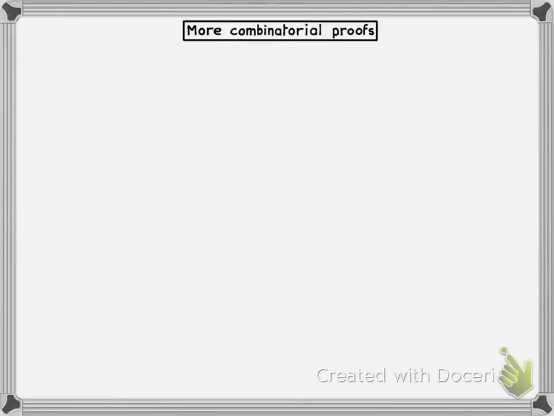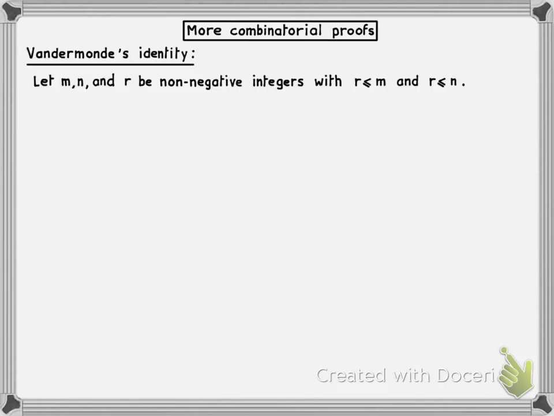Welcome back. In this segment, we're going to look at a couple more combinatorial proofs. First, let's start with a famous identity called Vandermonde's identity. Let m, n, and r be non-negative integers such that r is less than or equal to both m and n. Then Vandermonde's identity states that m plus n choose r is equal to the sum for j equals 0 up to r of m choose r minus j times n choose j.